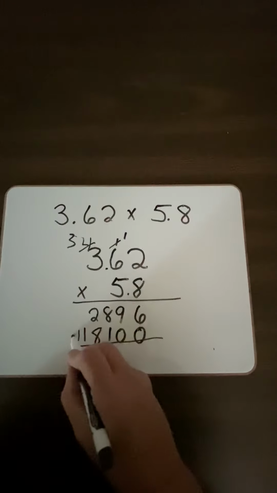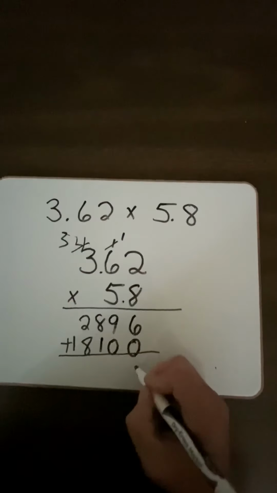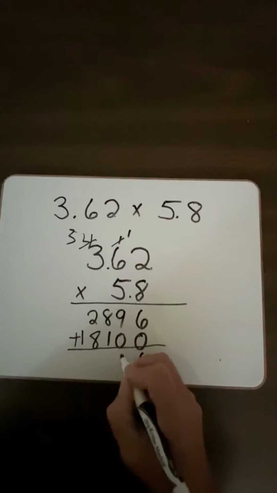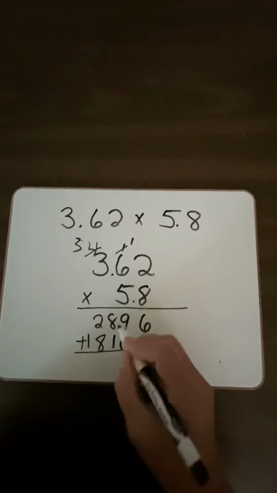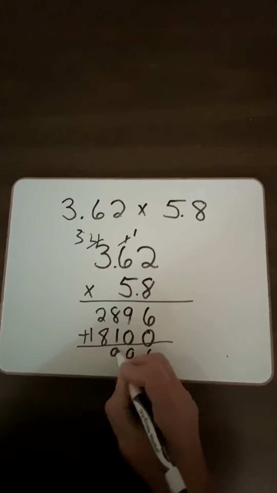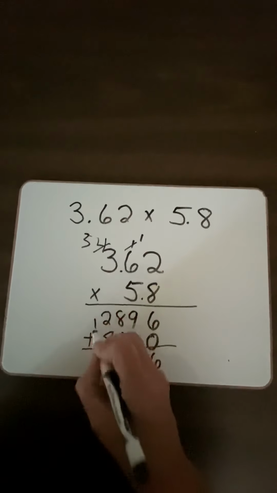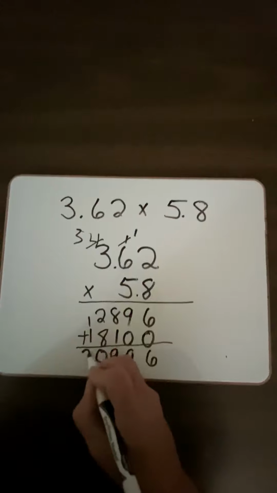Then we add. 6 plus 0 is 6. 9 plus 0 is 9. 8 plus 1 is 9. 8 plus 2 is 10. Carry our 1. 1 plus 1 is 2.